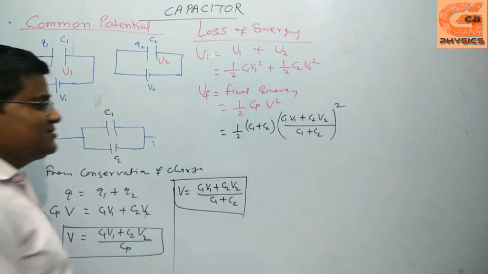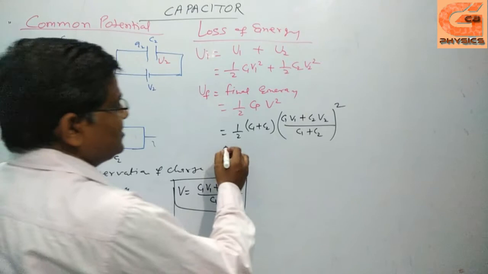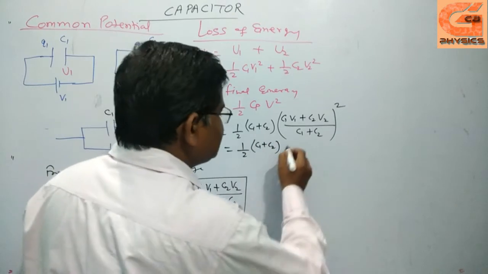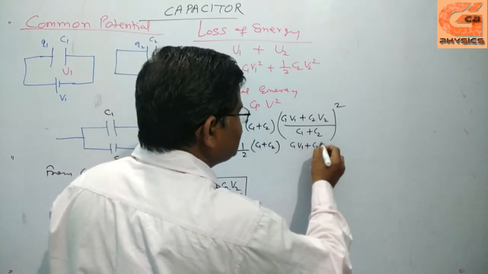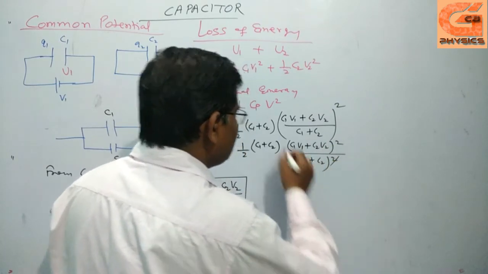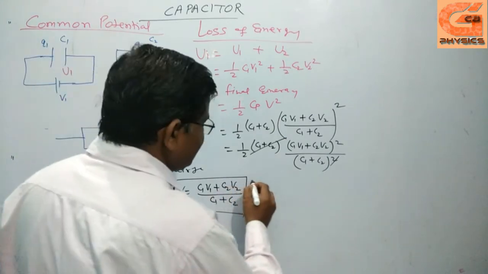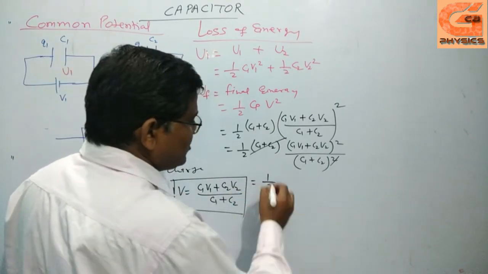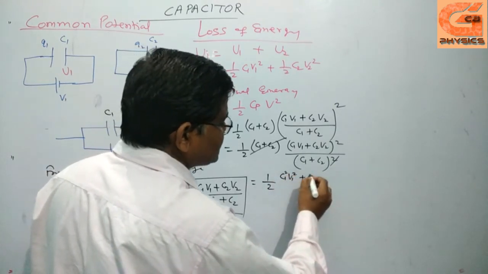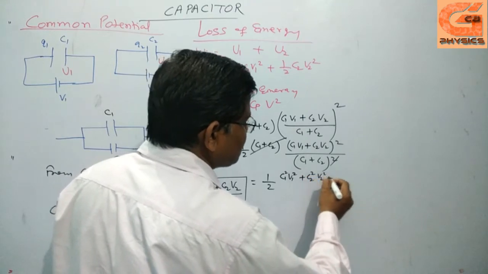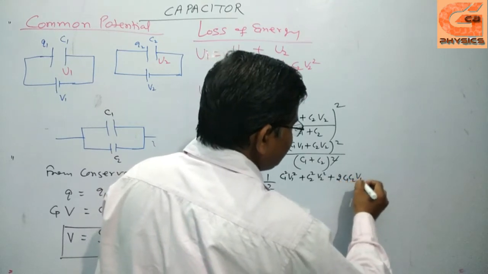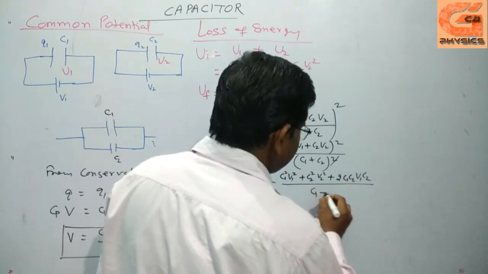And the derivation is more difficult. I am just trying to derive it: 1 by 2 into (C1 plus C2). And this is (C1 V1 plus C2 V2) whole square upon C1 plus C2. It is the whole square. 1 and 1 cancel out. And this becomes 1 by 2, okay, (C1 square V1 square plus C2 square V2 square plus 2 C1 C2 V1 V2) by (C1 plus C2).